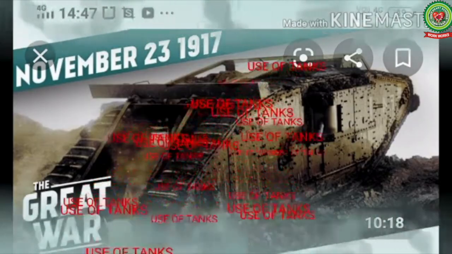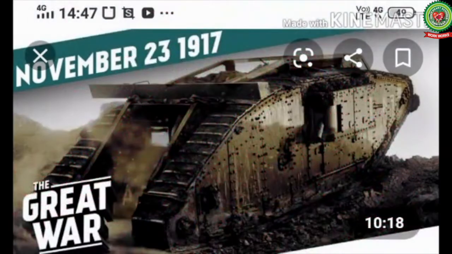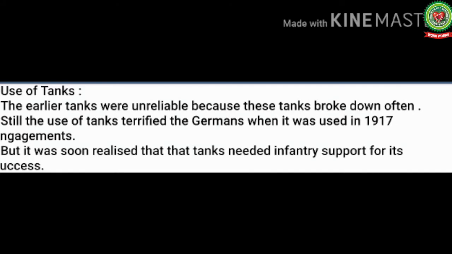The next is the use of tanks. Use of tanks. The earlier tanks were unreliable because these tanks broke down often. Still, the use of tanks terrified the Germans when it was used in 1917 engagements. But it was soon realized that the tanks needed infantry support for its success.